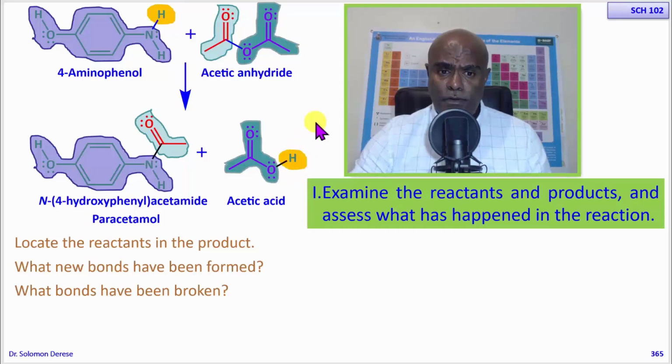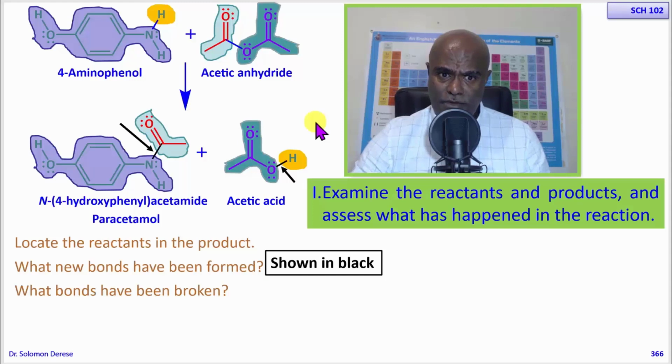So we've managed to identify the new bonds that have been formed. As you can see how useful it is to locate the reactants in the product. Whatever means you have, code the reactants and then you translate the same codes in the product. You can even trace them the way I did. When you do that, you will know the new bonds that have been formed.